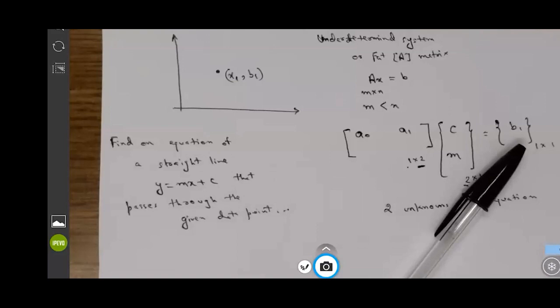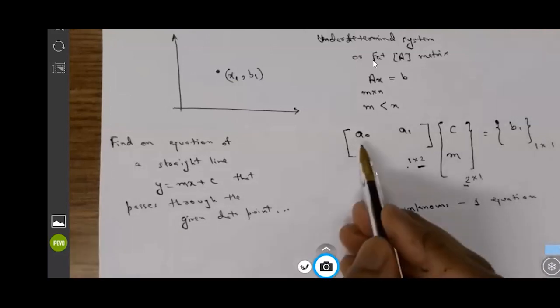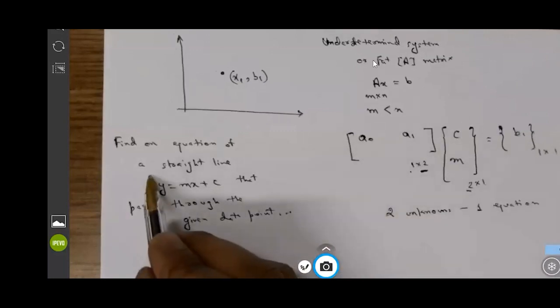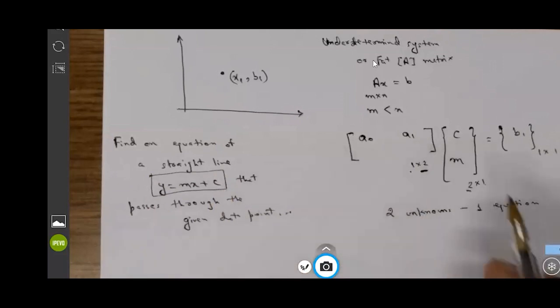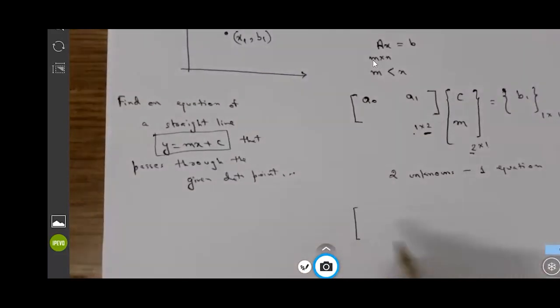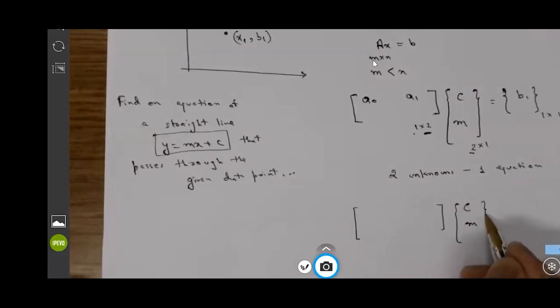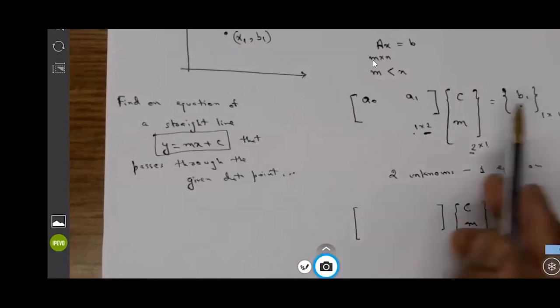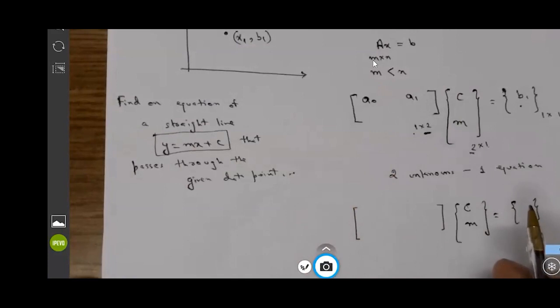So can we have Phi Gwen? Yes, I'm here. Okay, so can you tell me what will be A0 and A1 if this is the equation you want to fit? It could be y1. No, wait, hold on. So C and M are unknown, which are here. Yes. And what will be this, and what will be A0 and A1?